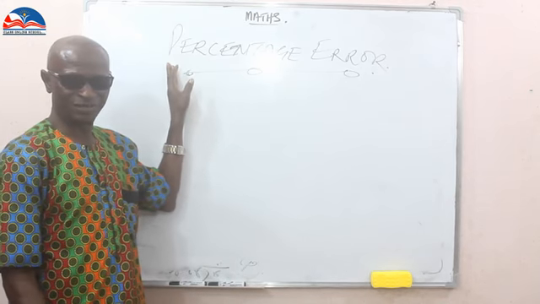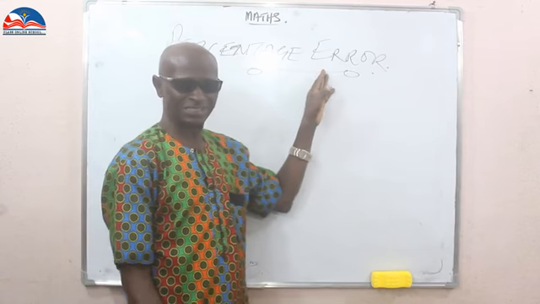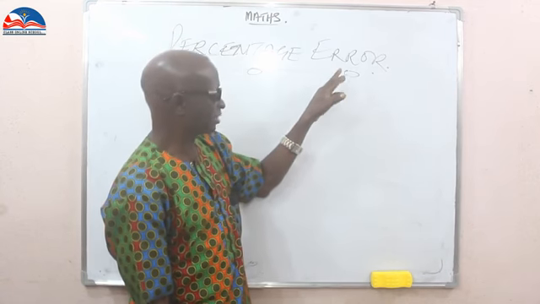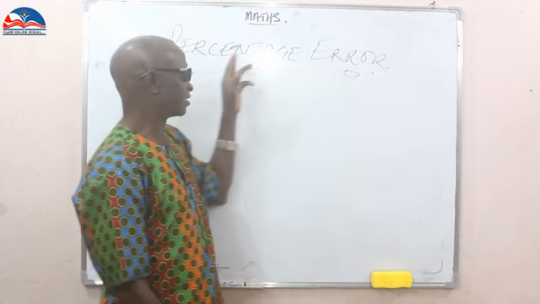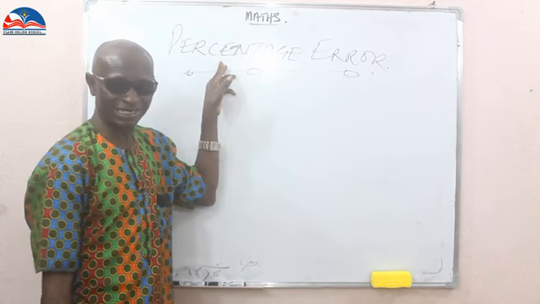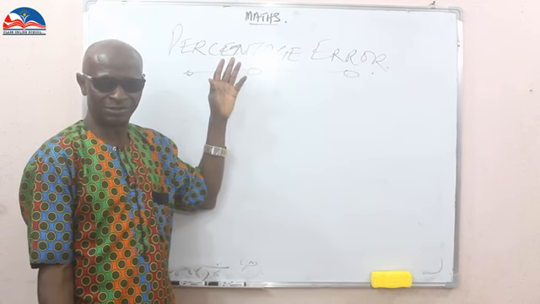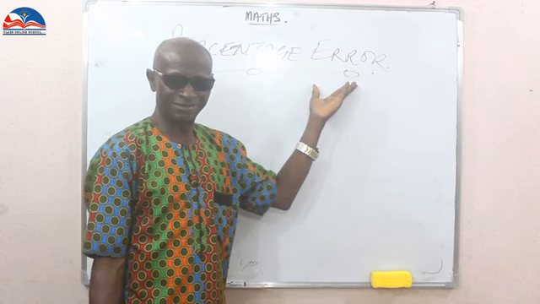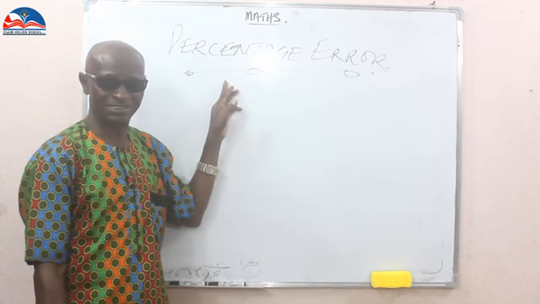Error is made when there is a mistake. So I'm going to think where there is a mistake, and I'm going to convert that mistake to percentage. That's percentage error. When there's a mistake, then this mistake is converted to 100%.